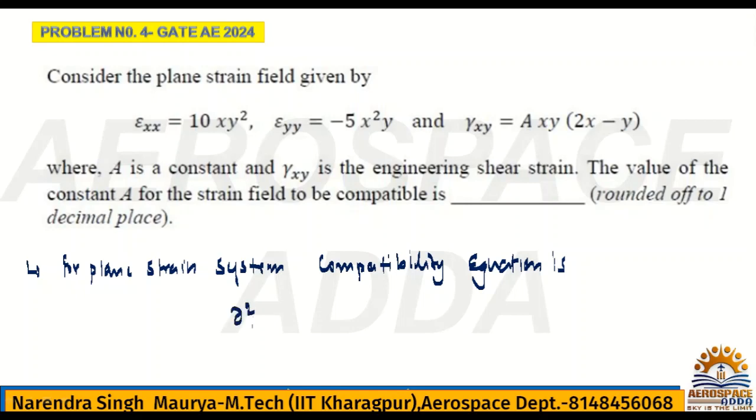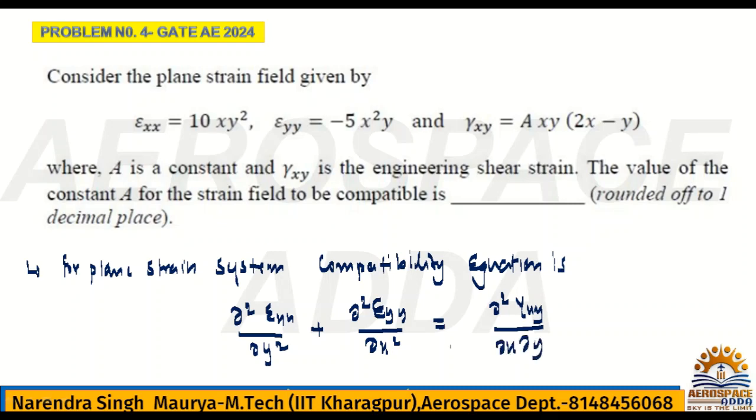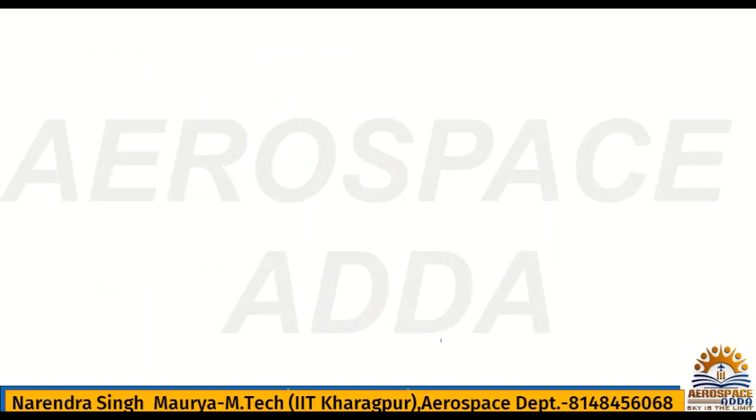It's nothing but dou square epsilon xx divided by dou y square, plus dou square epsilon yy divided by dou x square, equals dou square gamma xy divided by dou x dou y. This is our compatibility equation. Now our problem becomes simpler. How? See, epsilon xx we have. What is epsilon xx? It's nothing but 10xy square.